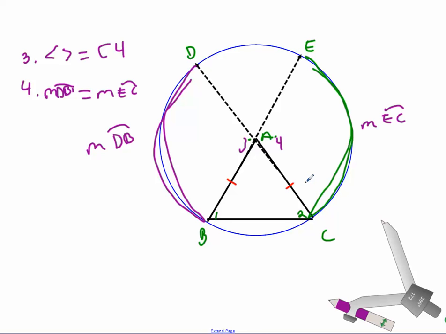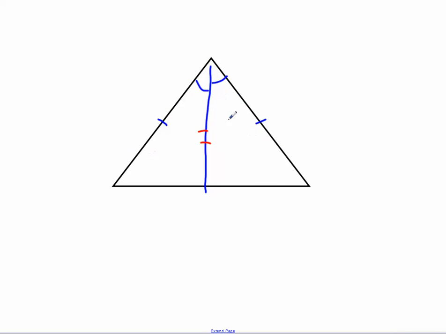Okay? Then we can go and say, basically using the converse, that the measure of angle 1 is equal to the measure of angle 2 because of the inscribed angle definition. So that is one way to go about proving the isosceles triangle, as opposed to the more traditional way of doing side angle side. Okay, I'm going to upload this real quick.